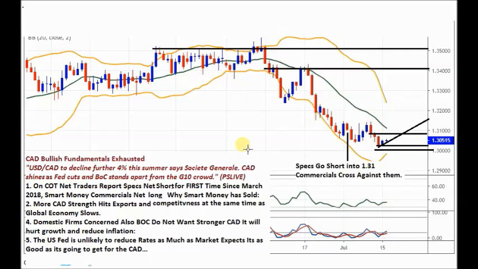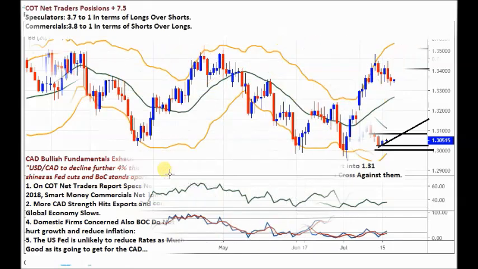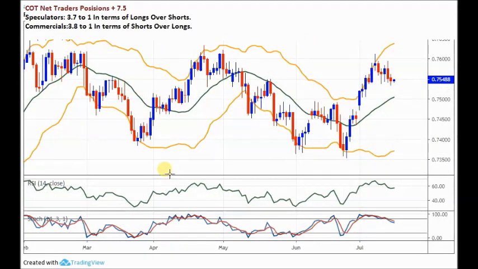It's not just on the US dollar either. Smart money selling the CAD everywhere. And I just want to revisit a pair we looked at in our last video on the Canadian dollar, which is the next pair, CAD CHF. Right, just on the CAD CHF.